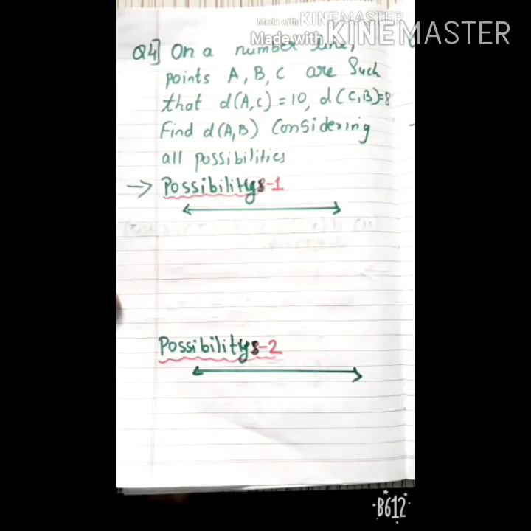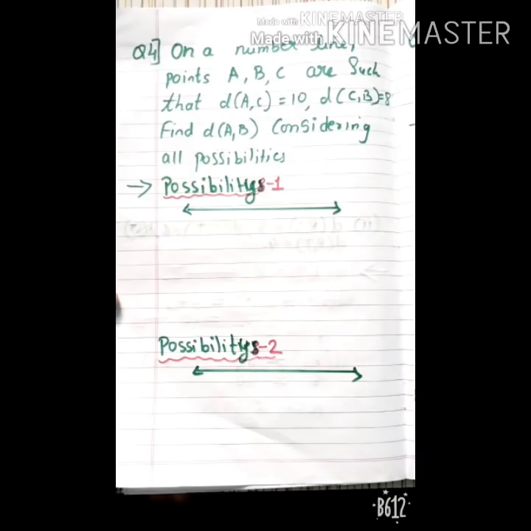Student, question number 4. On a number line, points A, B, C are such that the distance between point A and C is given 10. The distance between point C and B is given 8. We have to find the distance between point A and B. Considering all possibilities, there are 2 possibilities.